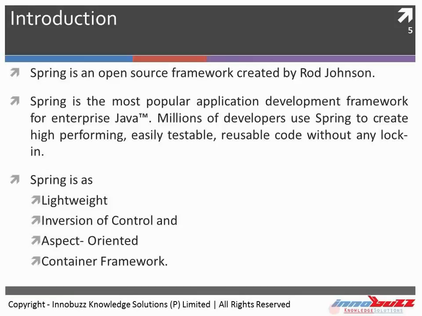Inversion of control means it promotes loose coupling. Aspect-oriented enables cohesive development by separating application business logic from system services. Container, because it contains and manages the lifecycle and configuration of application objects. Framework, because it is possible to configure and compose complex applications from simpler components. So altogether, Spring is a lightweight, inversion of control and aspect-oriented container framework.